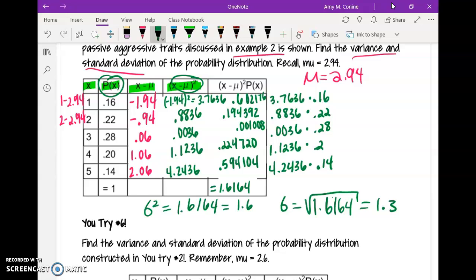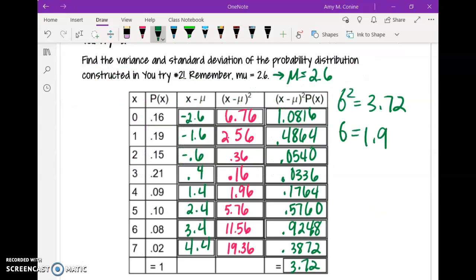Using this example, go ahead and do the Try It number 6. Take a minute and check what you have. This is where you can pause the video and make sure your numbers are right. Remember, mu is 2.6. Do the subtraction for your third column, square it, and then multiply by your probabilities for your last column and add at the bottom. This will give you your variance, and then you take the square root of that number to get your standard deviation.